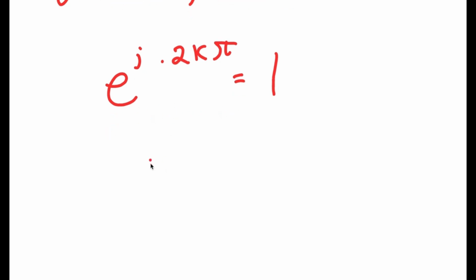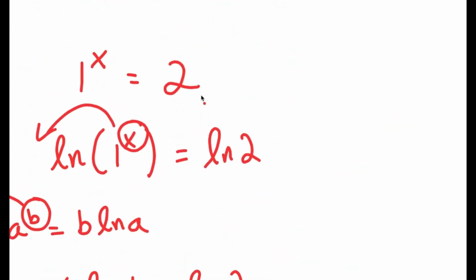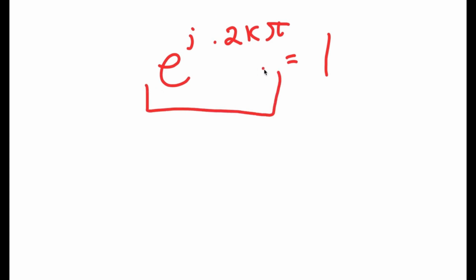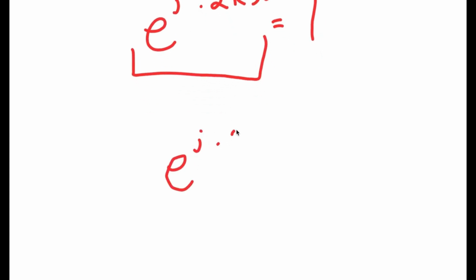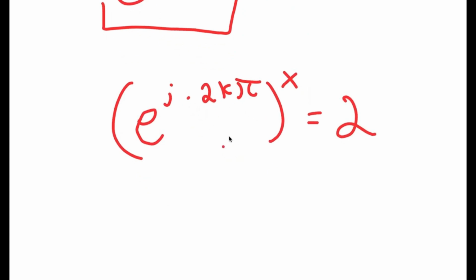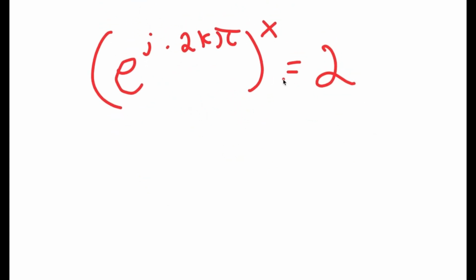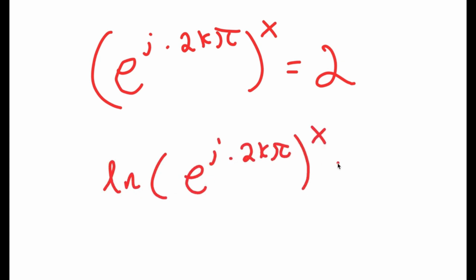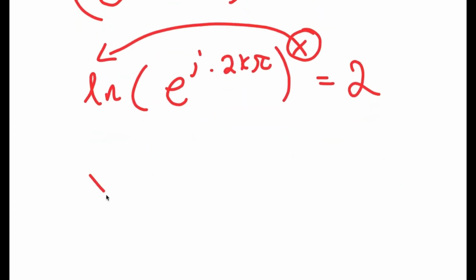Now, because this is equal to 1, we can remember our first equation, which we started with, 1 to the power of x equals 2. We can substitute in this for 1, meaning I get e to the power of i times 2k pi, to the power of x, is equal to 2. So just think of this as 1. So I basically have 1 to the power of x equals 2. And now with this, I'm going to take the ln or natural log on both sides. So I have ln of e to the power of i times 2k pi, to the power of x, is equal to 2.